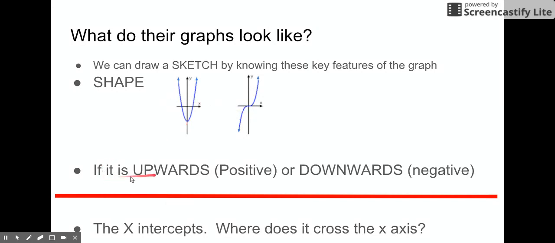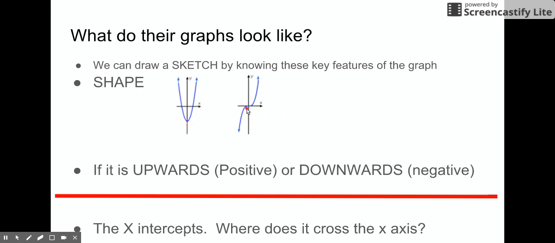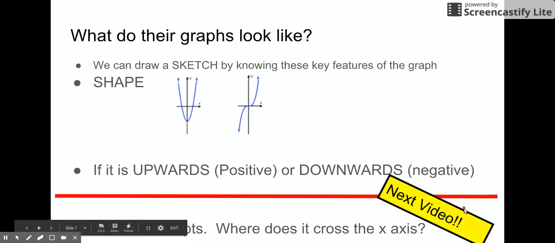We're going to talk about when it goes upwards. So of course you could guess that if it's going up, it's positive. And if this is flipped upside down, like going down, that means it's negative. So we'll talk about that. X-intercepts, and where does it cross the x-axis? So it's very important where it crosses the x-axis. We will talk about that, but it'll have to be another video because that's a long conversation. But we will definitely talk about that in the future.